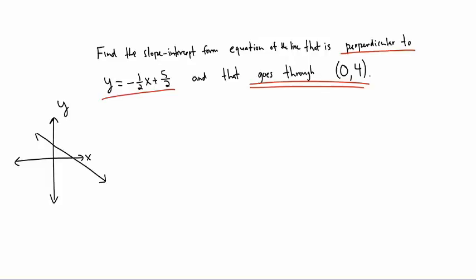This is the graph of y equals minus 1/2 x plus 5/2. Here's the point 0, 4. And of all lines in the plane that go through that point, exactly one will be perpendicular to the other line. So this is our line, perpendicular. They intersect at 90 degrees.